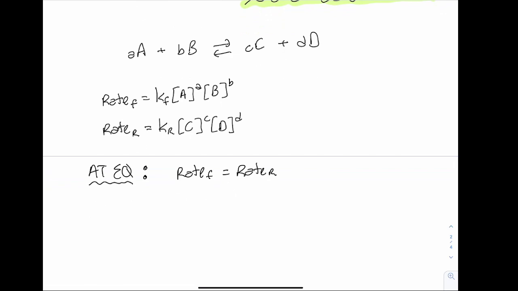Because we're at equilibrium, I am going to put EQs after my concentrations to specify that we have to have equilibrium concentrations. If they're not equilibrium concentrations, then this isn't going to work for us. So that's what that additional little EQ means for us. At equilibrium, I have equilibrium concentrations, and my rate in the forward direction is equal to my rate in the reverse direction.